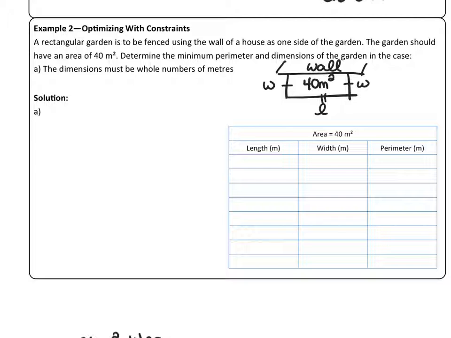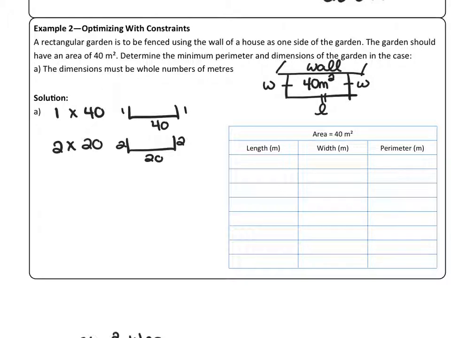Determine the minimum perimeter. So when I'm looking at this, I'm thinking, what is going to make 40 meters? So I could do 1 by 40, where these are 1 and this is 40. I could do 2 by 20, 2, 2, and 20. And I can keep going all the way up to 40 by 1, which is going to look like this. 40, 40, and 1.